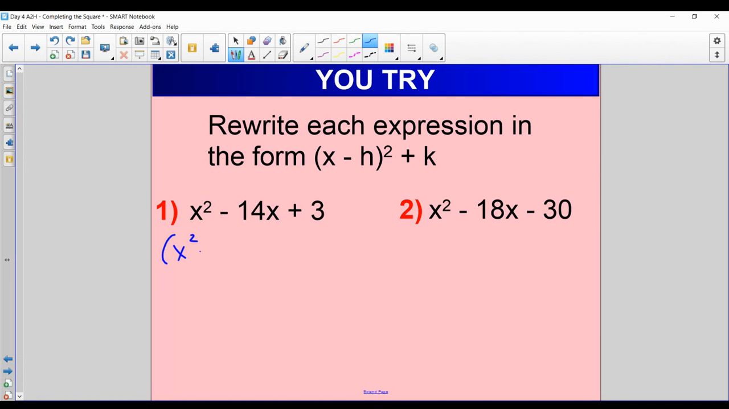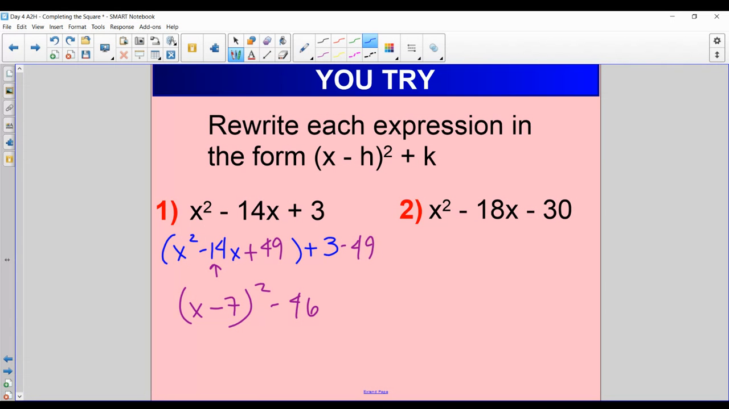So again, x squared minus 14x, the parts with the x stay in, and put the number out to the side. I'm going to take half of the -14, so -7, square it, and I get 49. But if I put 49 in, I have to take 49 back out. And so the result is x minus 7 squared minus 46.